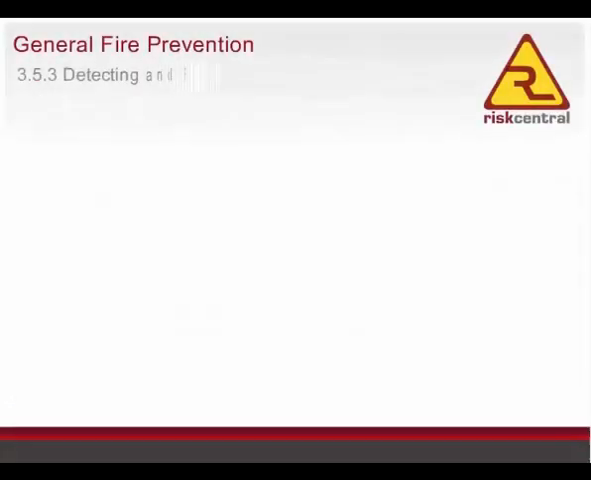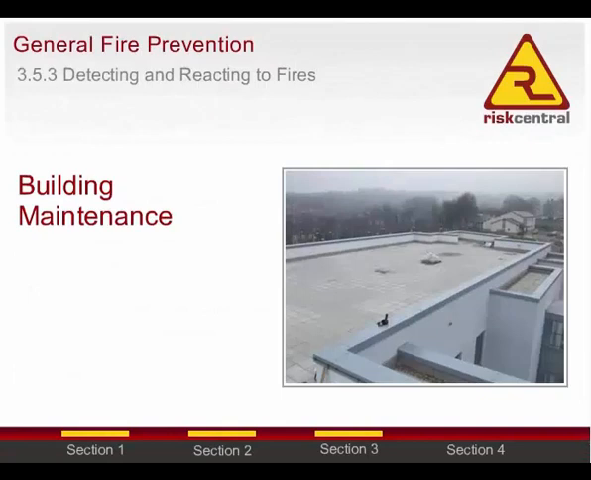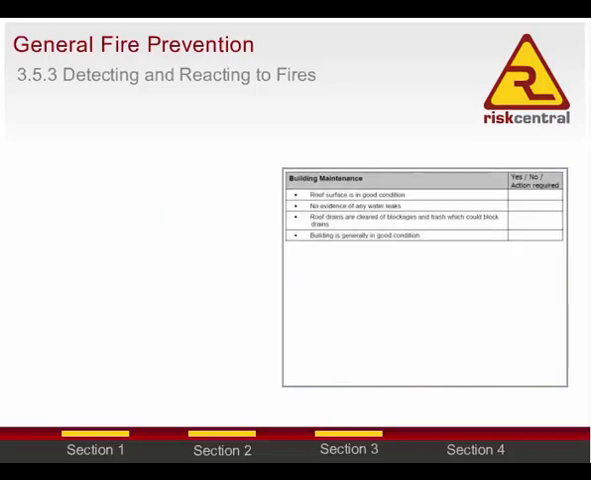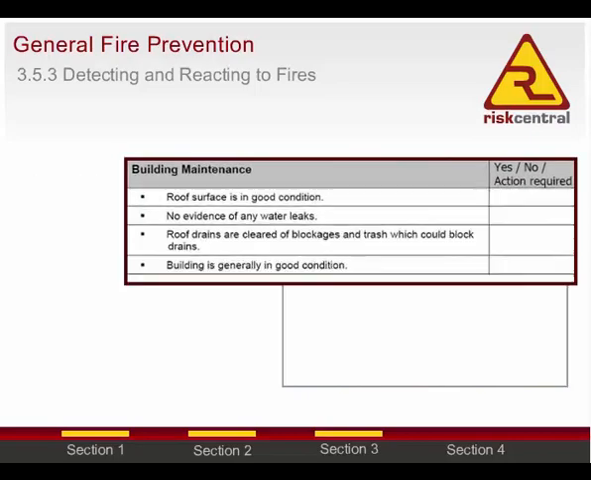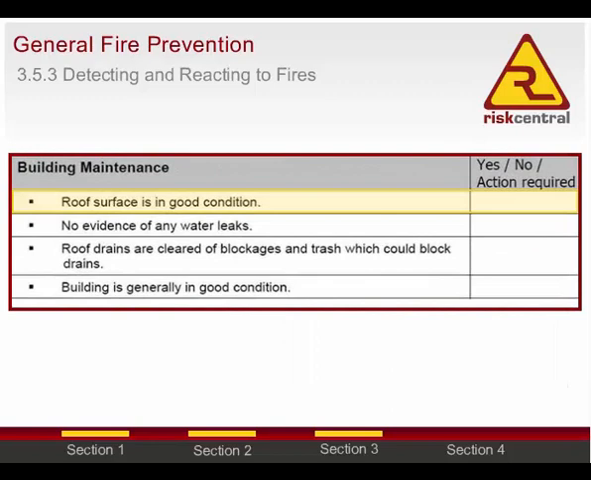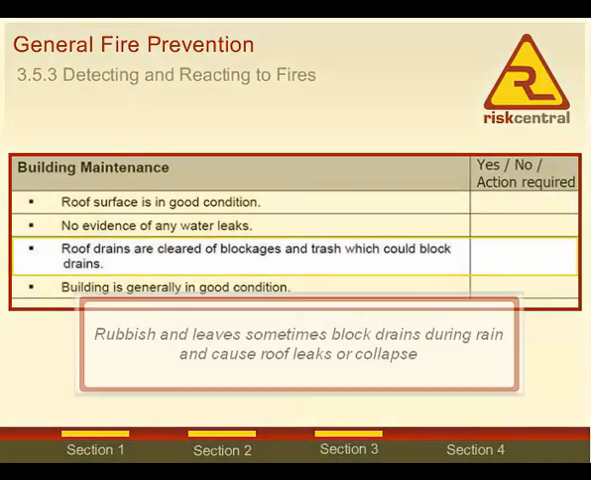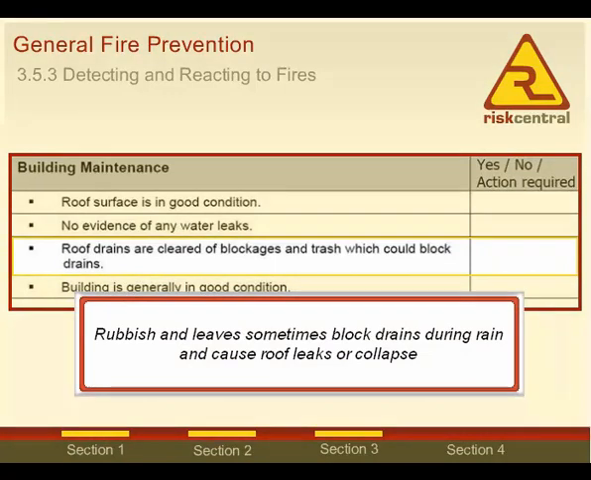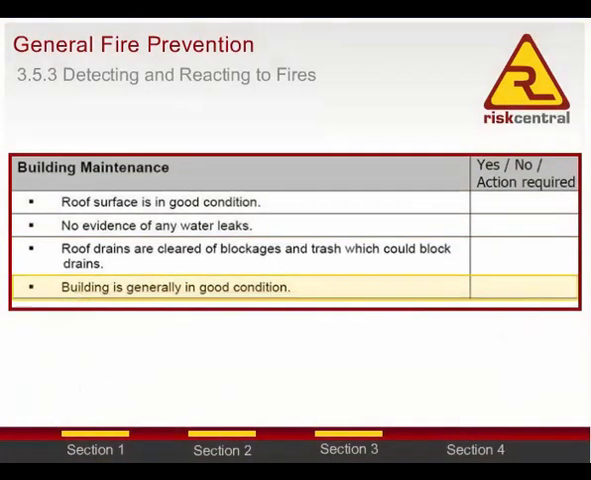Although not fire-related, a significant amount of water damage occurs each year in workplaces. This is mainly due to a roof failure. The next few controls have traditionally been included in a property self-inspection checklist. Building maintenance. Roof surface is in good condition. No evidence of any water leaks. Roof drains are cleared of blockages and rubbish which could block drains. Rubbish and leaves sometimes block drains during rain and cause roof leaks or collapse. Building is generally in good condition.